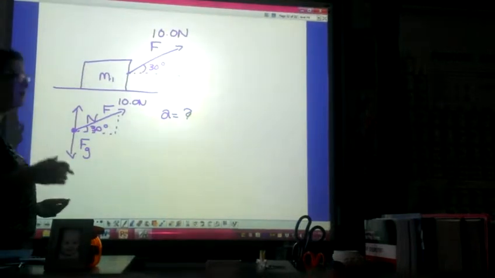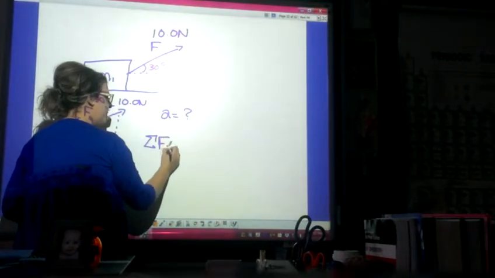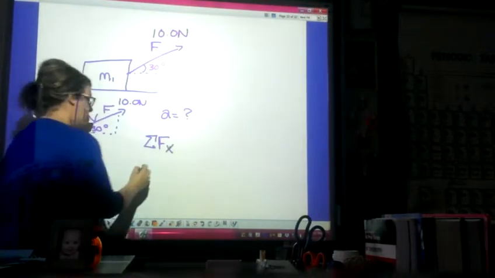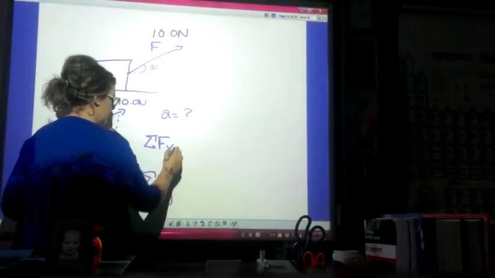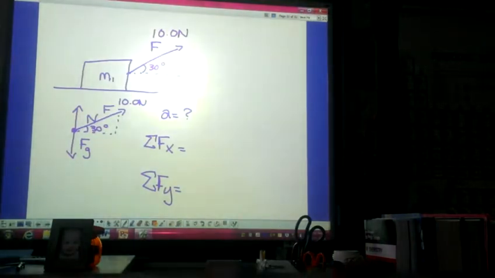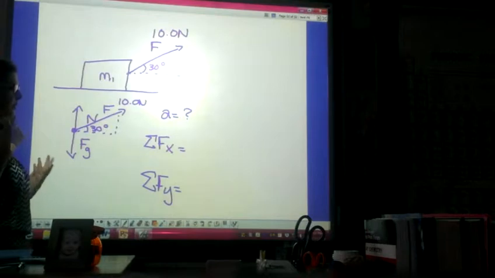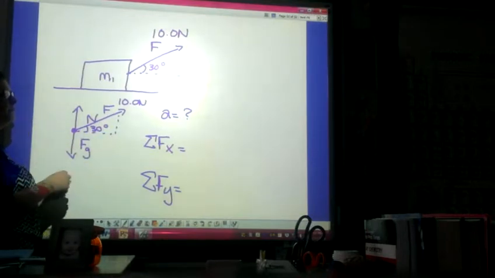Before I find anything, this is what I want you to do. I want us to set up what's the sum of the forces in the x direction, and what are the sum of the forces in the y direction, okay? And my goal in all is to find the acceleration. And I want to ask myself, in which direction is this going to be accelerating?